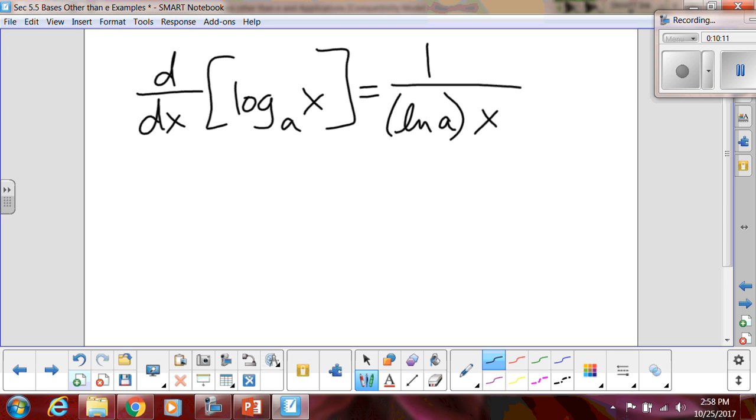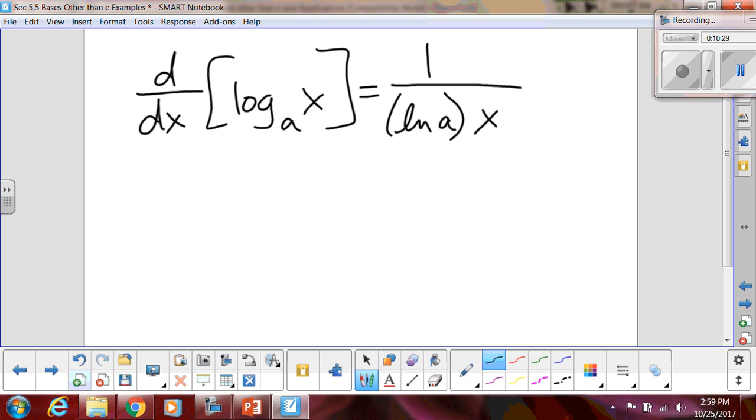Remember, if I take the derivative of ln of x, it's simply 1 over x. All right, but that's because the base was e. Here, I don't have base e, I have base a. But if I had base e, it would be ln of e times x. ln of e is simply 1. But let me show you why.